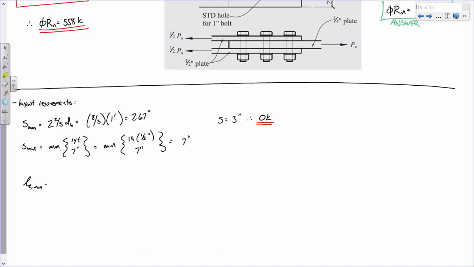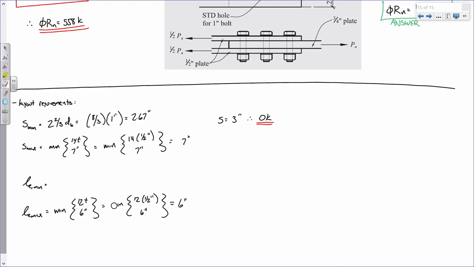Right? Now we're going to have an LE min, LE max. Let's start off with LE max. That's the easy one. That's the minimum of 12T or 6 inches. And again, use the absolute minimum, the thinnest plate in the entire connection. So that is the minimum of 12 times a half inch or 6 inches, but that's obviously going to be 6 inches.